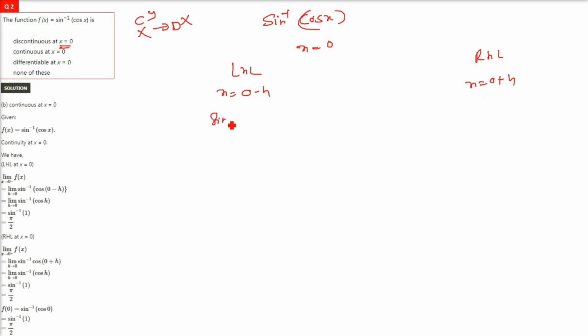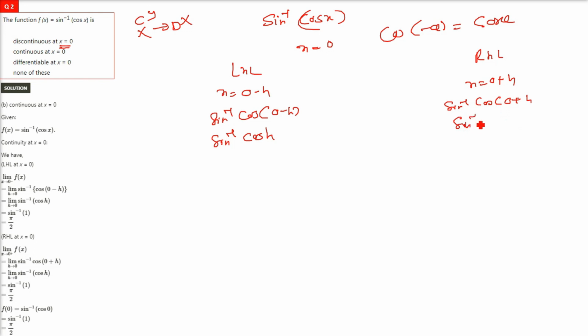So basically it is sine inverse cos of 0 minus h. Here it will be sine inverse cos of 0 plus h. So sine inverse cos of negative h, and cos of minus theta is cos theta only. And then we have sine inverse cos h. So cos h both inside.